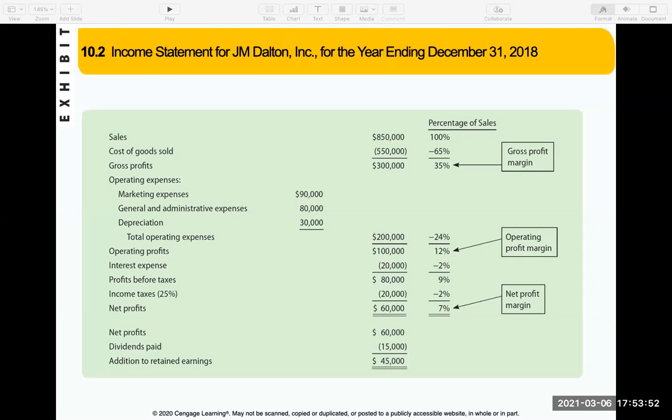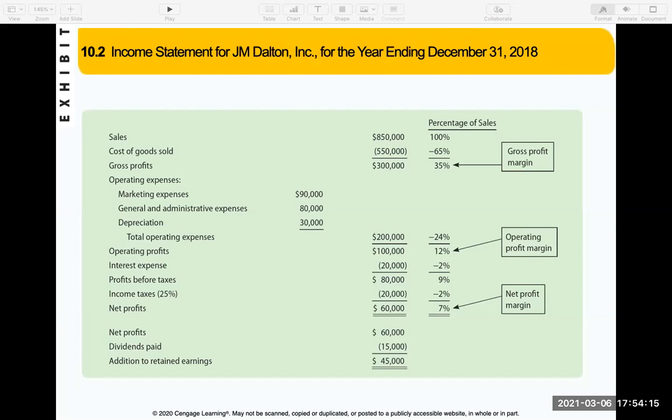Now, you subtract the financing activities, which is the interest expense, any interest accrued that we owe. The profit before taxes is now $80,000. You have to pay your taxes. The net profit is $60,000. So it's about a 7% net profit, 7% from the sales. Ladies and gentlemen, do you see that?